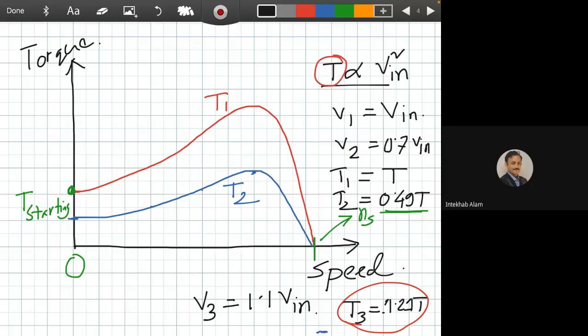So now you can see that if we change the value of the input voltage, we can get different torque and speed curves.